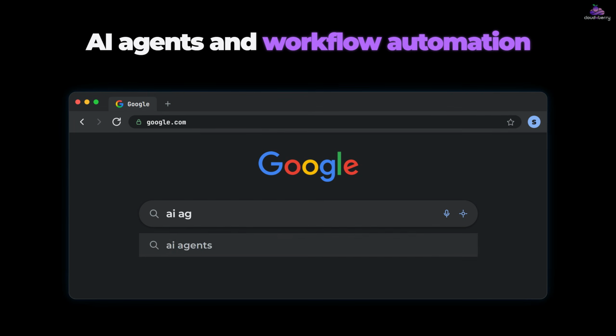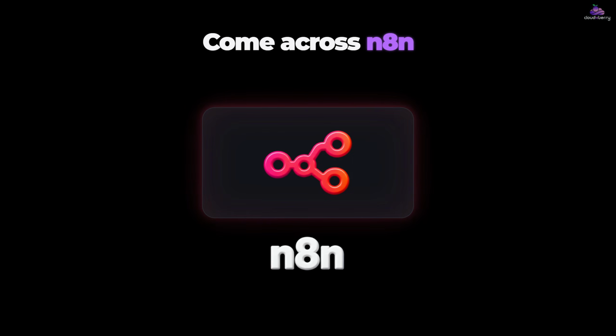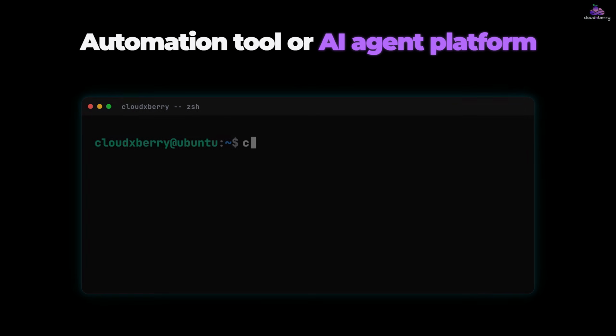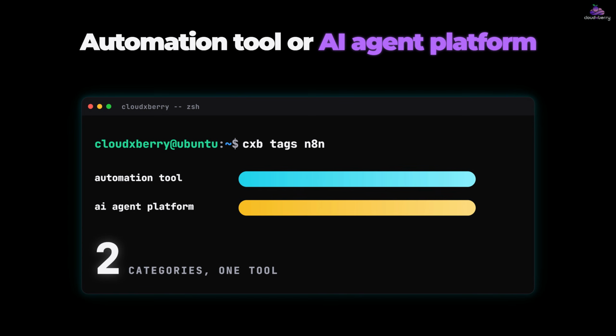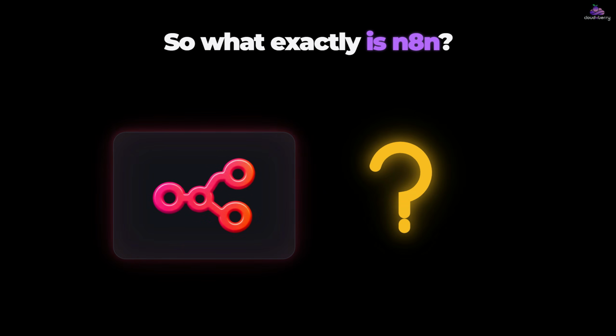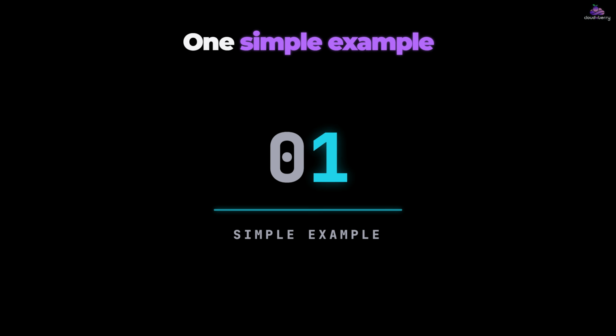If you've been exploring AI agents or workflow automation, you've probably come across n8n. Some people call it an automation tool, while others call it an AI agent platform. So what exactly is n8n? Let's understand it with one simple example.